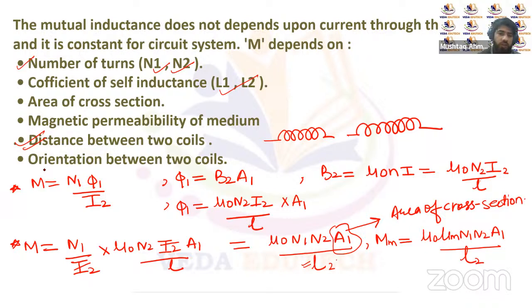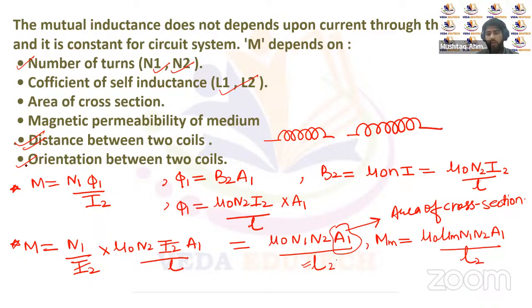And the orientation of the coils is also important. How you are keeping the primary circuit and the secondary circuit, or how you are directing the two coils with respect to each other. So the orientation of the two coils with respect to each other is very important, right? That is how the amount of flux is established or linked with the two coils. It also depends upon the orientation between two coils.